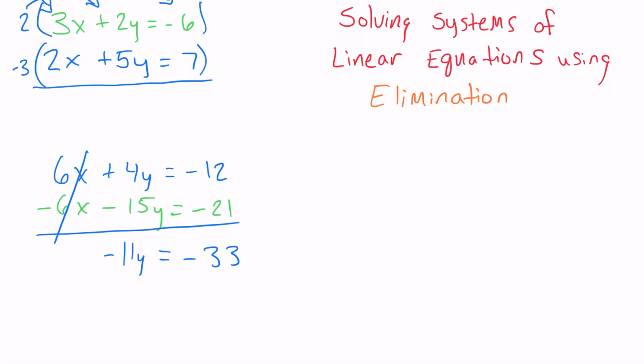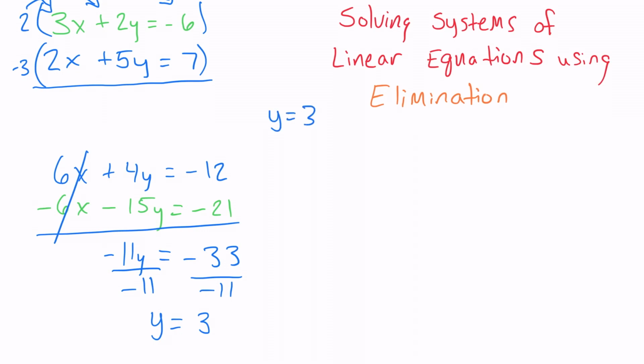I have one last step here. The inverse property of multiplying negative 11 times y is dividing by negative 11. This will allow me to isolate my y value, and what I do to one side I do to the other, and I get my solution for y, which is negative 33 divided by negative 11, which is a positive 3. So I now know y is equal to 3.